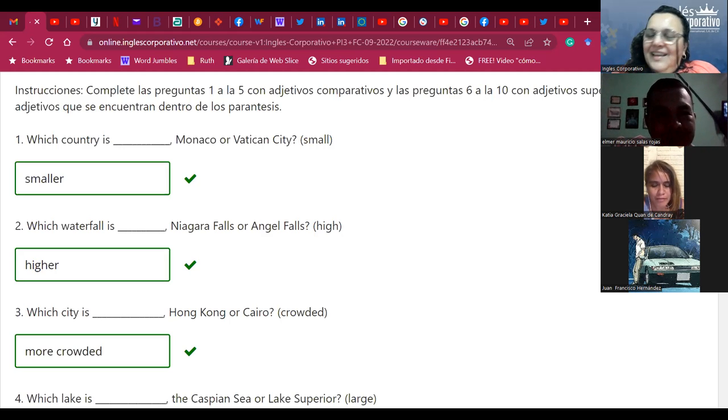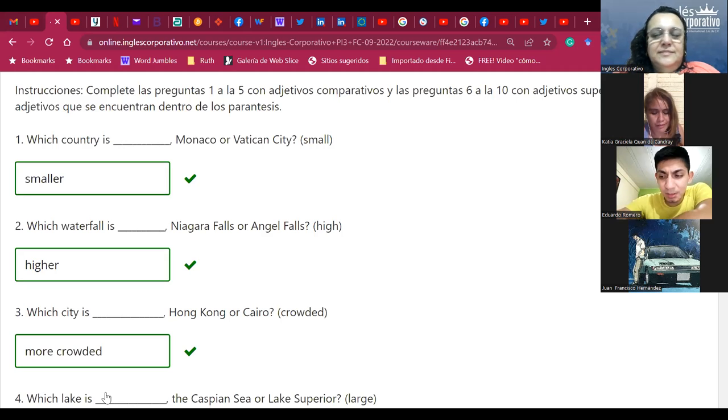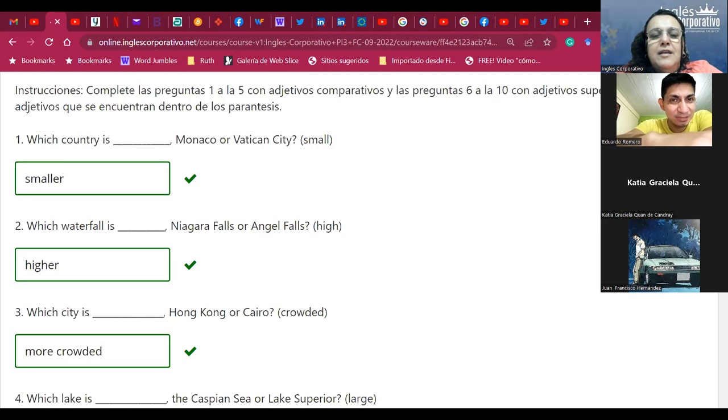Now, another question with superlative. Which city is the hottest, San Miguel or La Union? Okay. Which do you think is the hottest? San Miguel. I don't know. Because as far as I know, in La Union there are some places that are higher. So they have less hot weather. Okay, thank you.